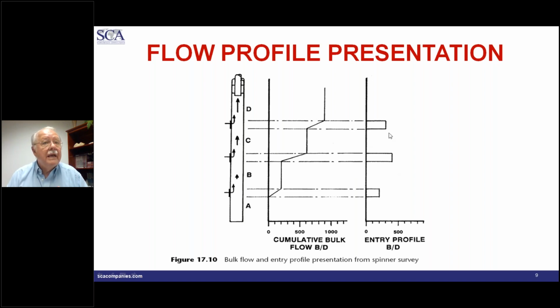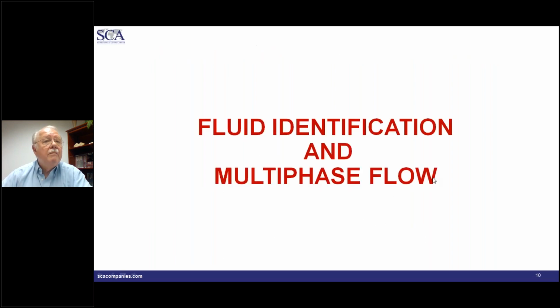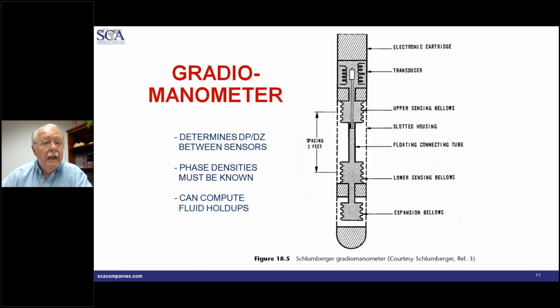Okay, this now again is our bulk flow profile. Remember, we're not home free yet. If we're looking for where the water's coming from, we still don't know. So let's take a look at how we make measurements of what the fluids are downhole. The first technique that we have, and one that's been around for a long time, even longer than I've been with the industry, is a gradiometer.